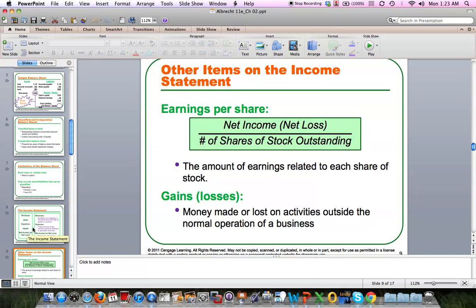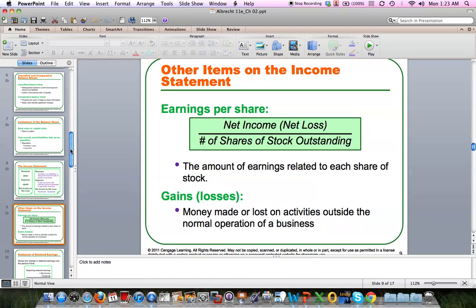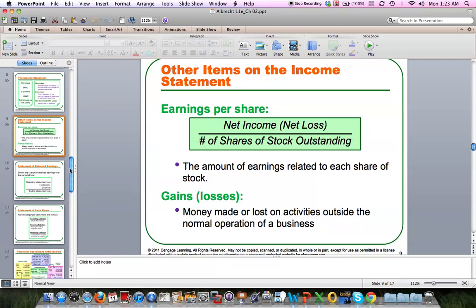Some other items on an income statement would be earnings per share, which is taking the net income number or the net loss number and dividing that by the number of common shares of stock outstanding. Okay, that would be earnings per share. Also, you could have gains or losses, money made by activities outside the normal operations of a business.